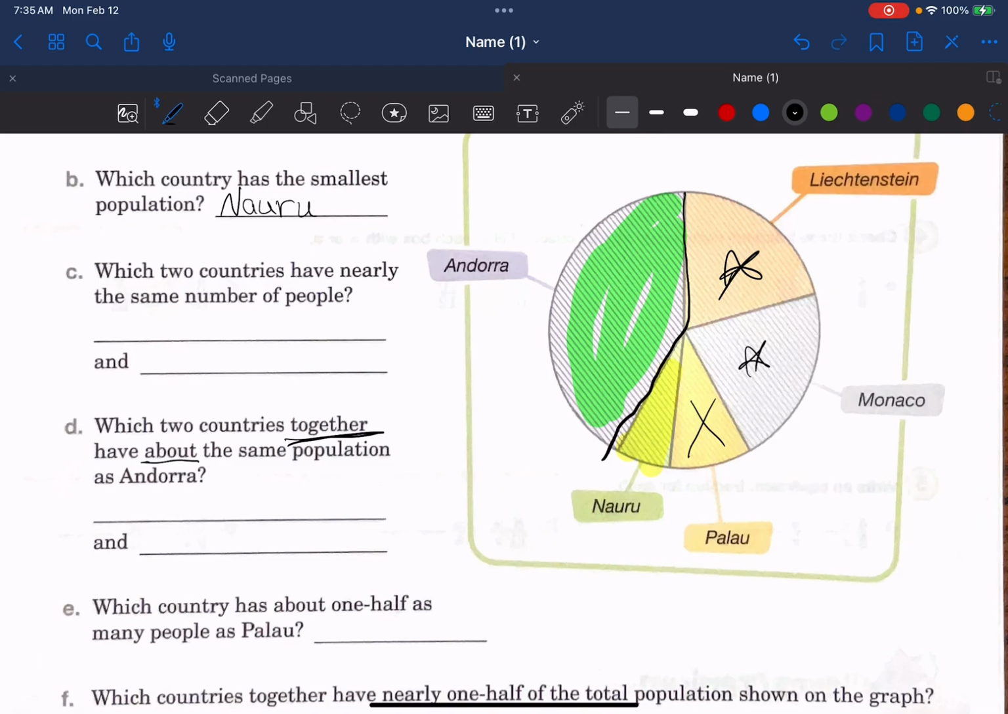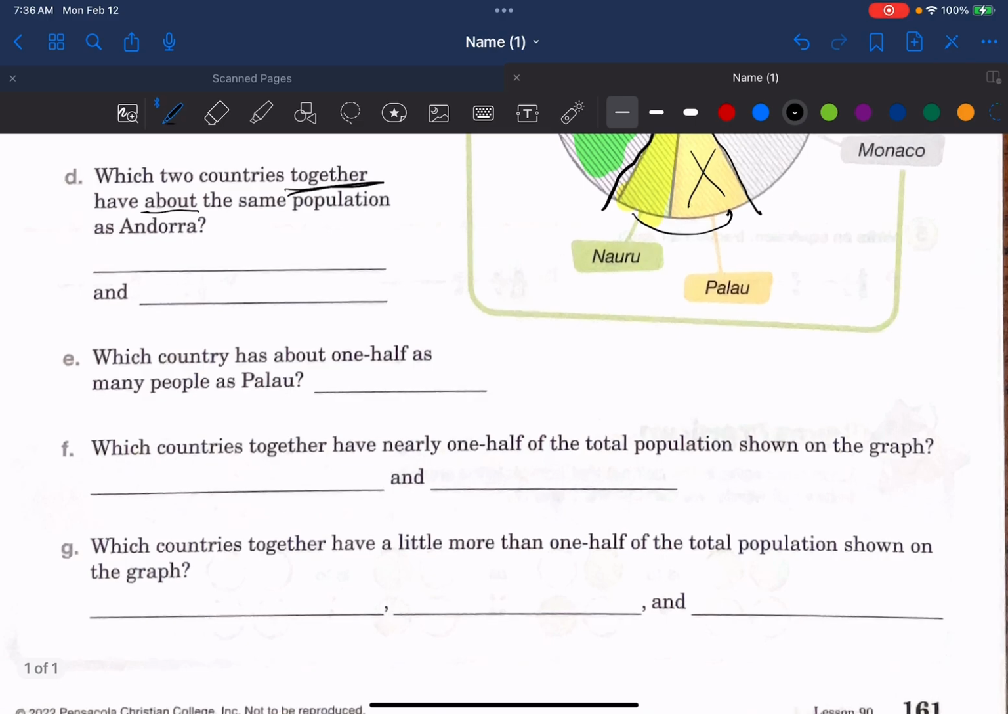Okay, now it wants two countries together that can equal about a third of the graph. Okay, so these two here are really tiny, and so they do not yet equal a third. So sometimes it's not necessarily the one side by side, but since this is our first lesson, it is side by side. Okay, so if I look though and were to draw my line of symmetry, these two here would fold over and almost match Andorra. So those are the two countries for that answer.